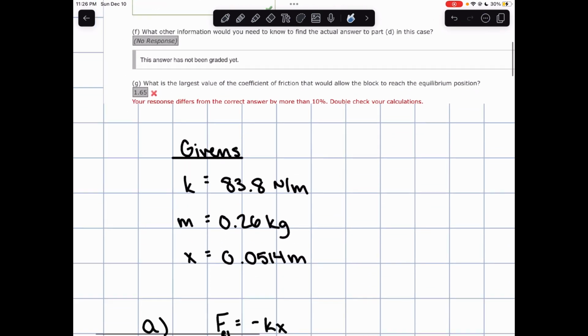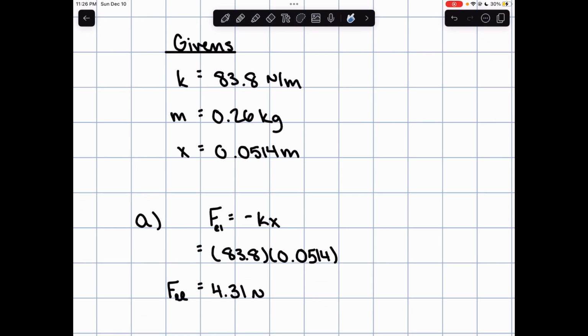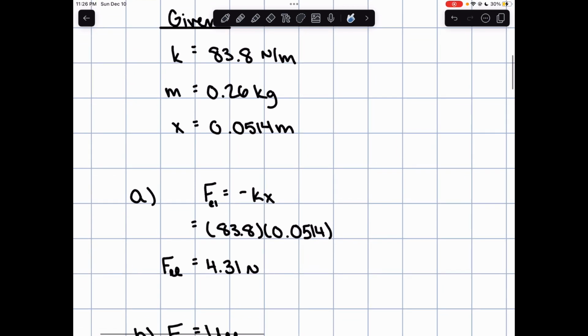To do this, we know the force of a spring is equal to the negative of the spring constant times the stretch, which is x in this case. So both of these values were given to us, so we can multiply them together, and we get 4.31 newtons. The reason why we don't include the negative in our answer is because it only asked for the magnitude, not the direction as well.